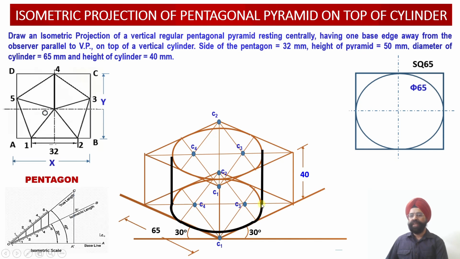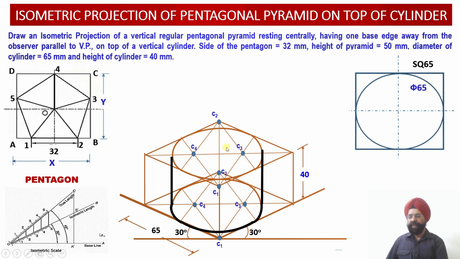So in the usual circumstances, had there been no other solid resting on top, the total top surface of the cylinder would have been visible over here, so we would have darkened this entire portion. But for now, we know that there is a pentagonal pyramid which is going to rest centrally on top of this particular cylinder. So I cannot darken this total portion, that is, the circular portion of the cylinder.